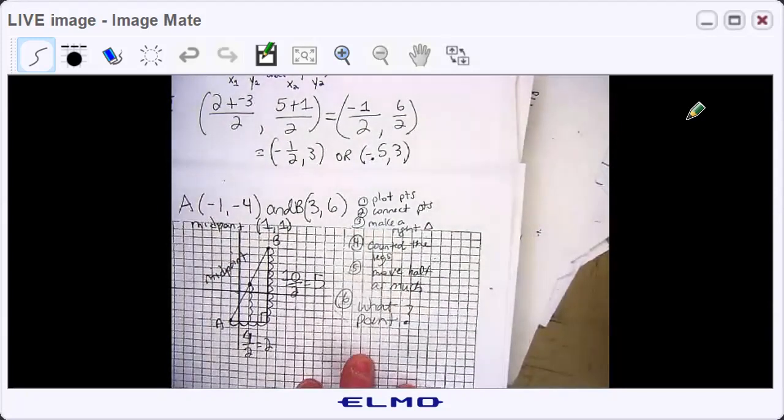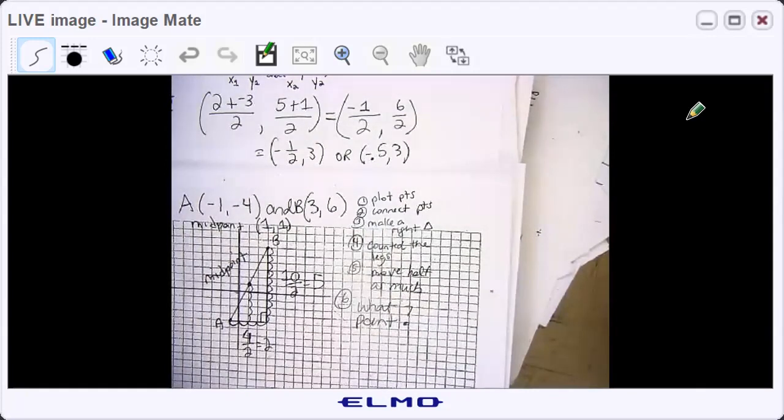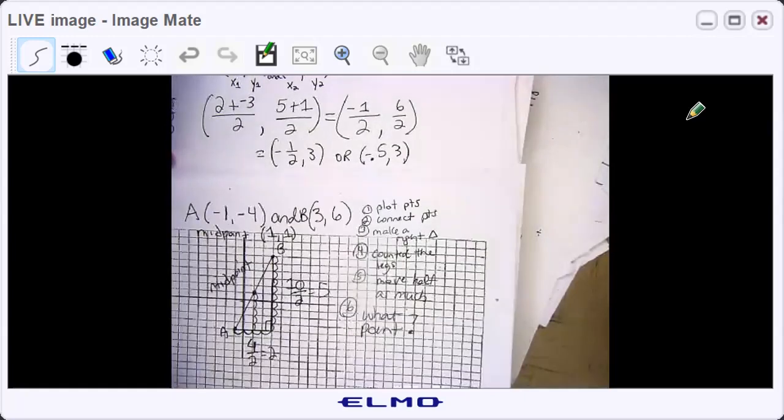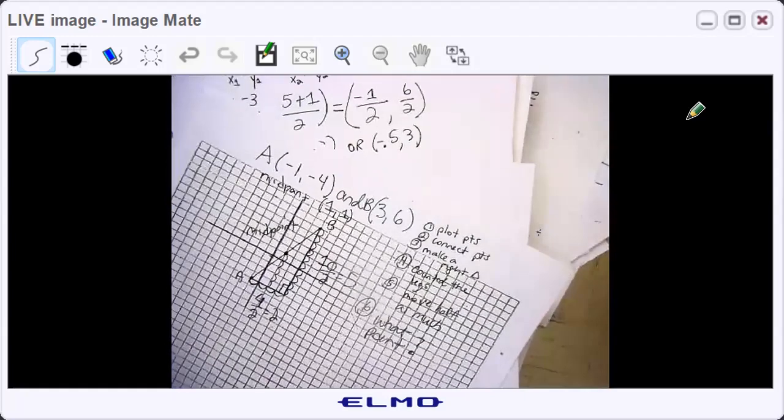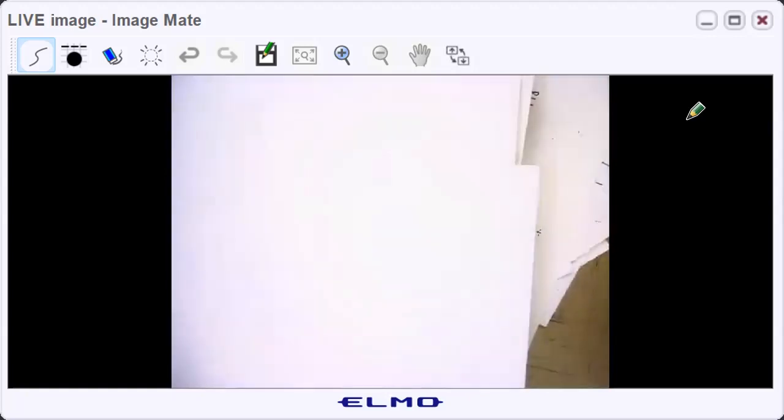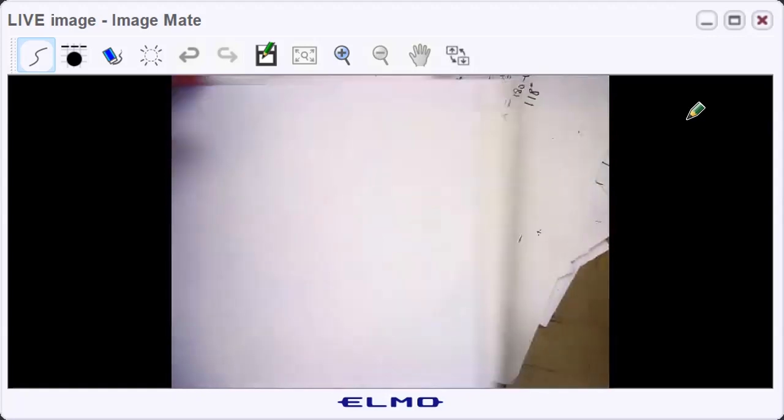Okay, let's move on and talk about distance. Now, remember, we can do the same thing with distance. Distance can be on a number line, or it can be on the coordinate grid. And I'll also show you a little bit with graphing for distance.